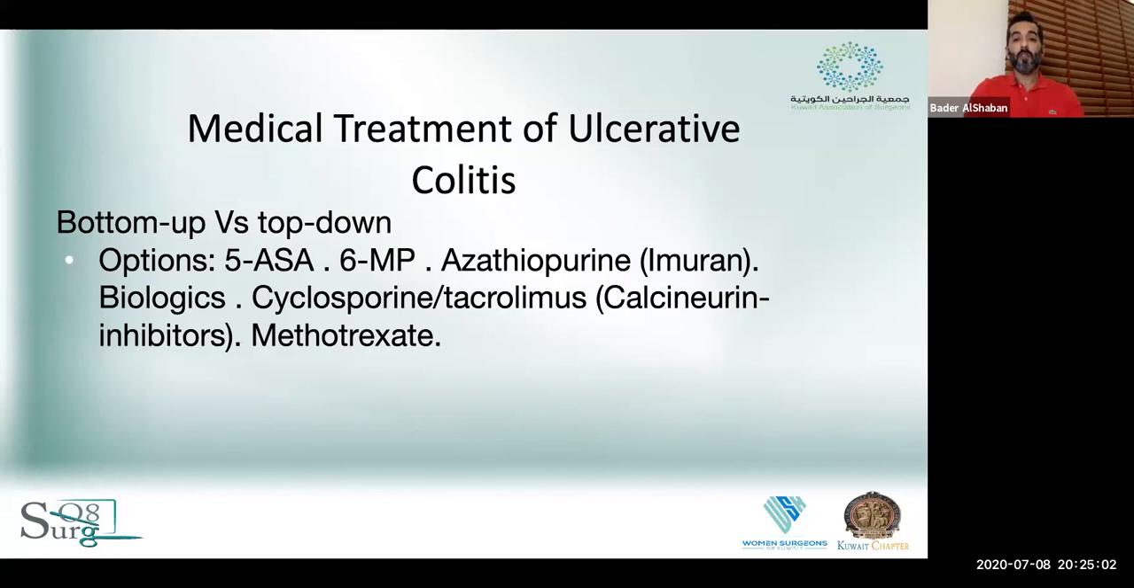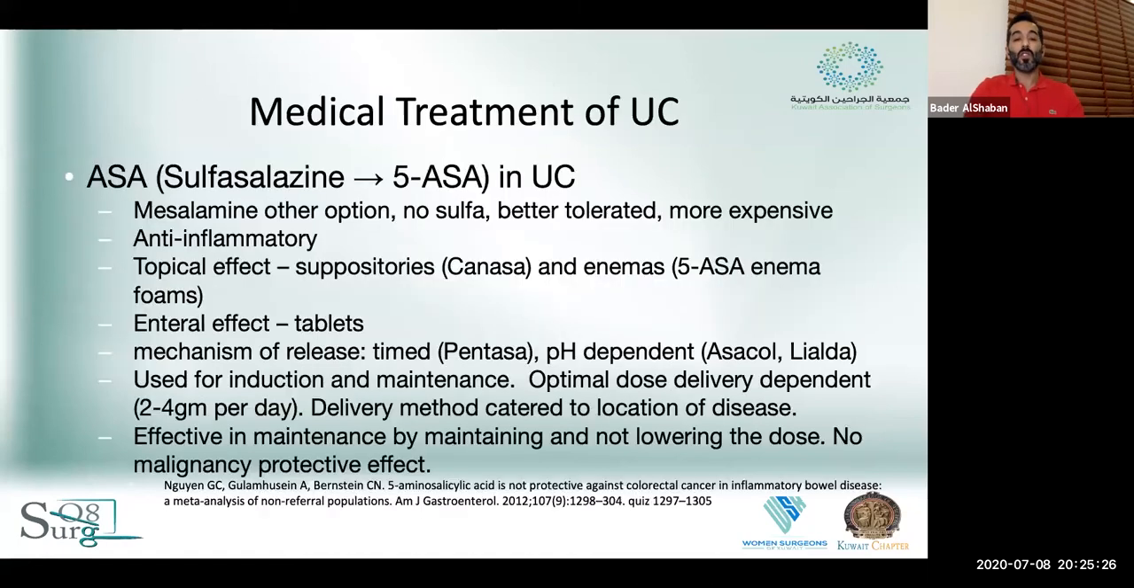The options that are available for UC patients in general are either sulfasalazine, 6-mercaptopurine, which is also known as Purinethol, azathioprine, which is also known as Imuran. Then there's a whole class of biologics or immune suppressants. And then there's the cyclosporin and tacrolimus class of drugs, which are also known as calcineurin inhibitors. And finally, methotrexate.